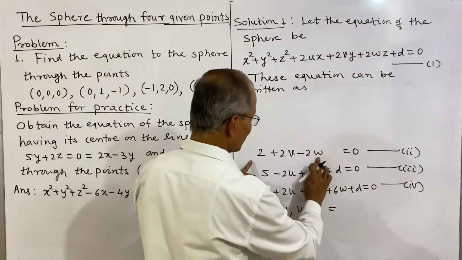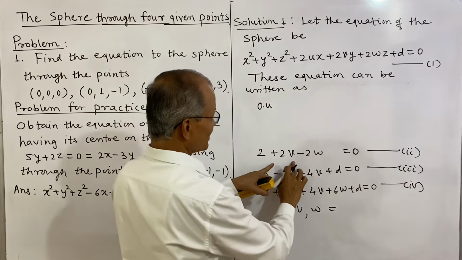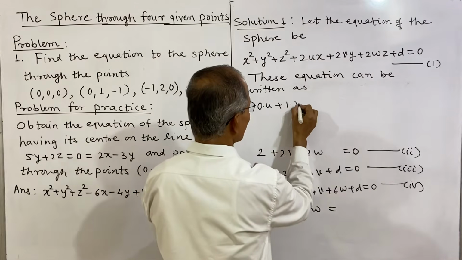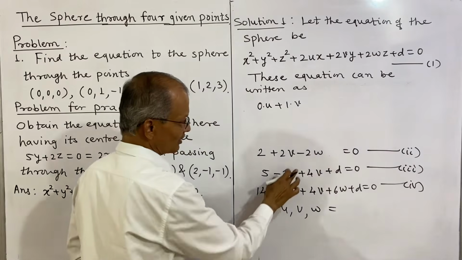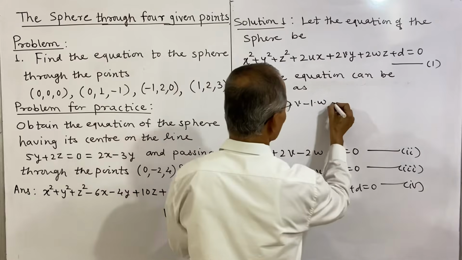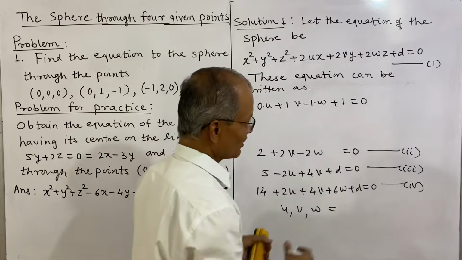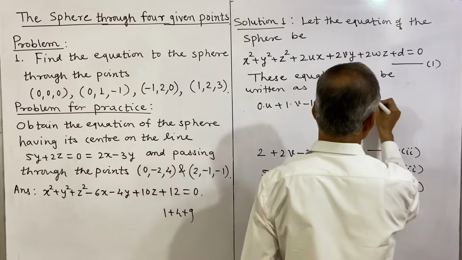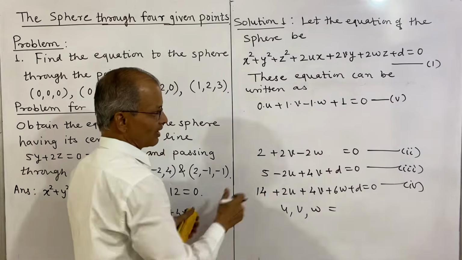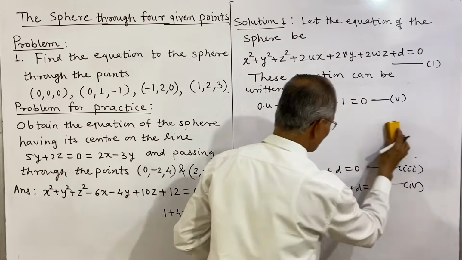Here there is no term of u, so I shall write this as 0u, and then the term of v is there. After dividing by 2, this becomes 1 into v, and this becomes minus 1 into w, and this becomes plus 1 is equal to 0. That is the second equation, and we can number it as equation 5, after dividing by 2. So the second equation I have arranged in this form, you note this.